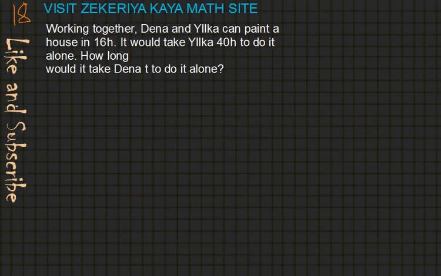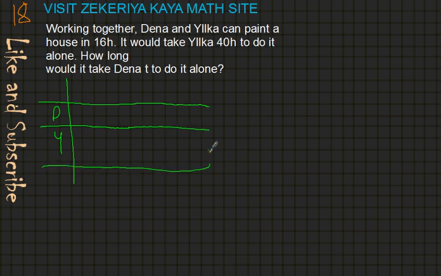How can we complete the table? How many people are there in this question? 2 people, Dana and Rita. What do we know about that? Firstly, the rate. Dana and Rita can paint a house in 16 hours. It will take Rita 40 hours to do it alone. Rita can do it in 40 hours, so her rate will be 1/40.